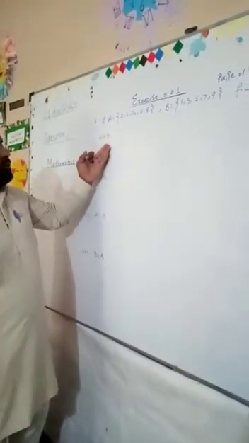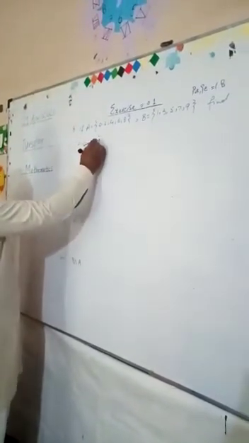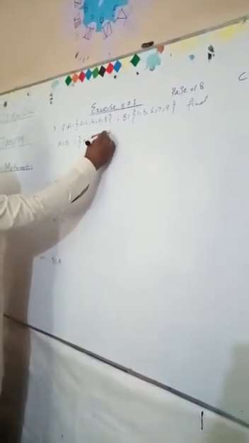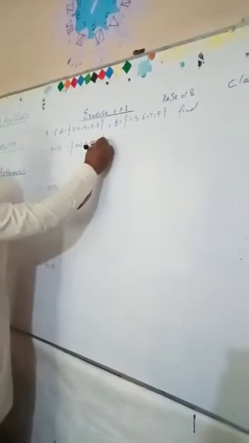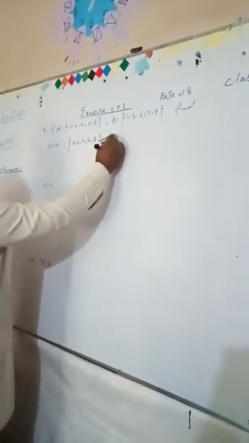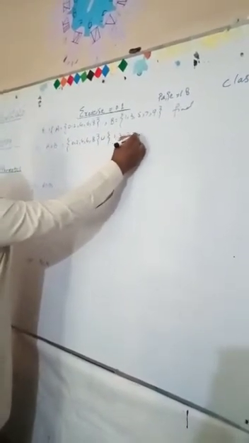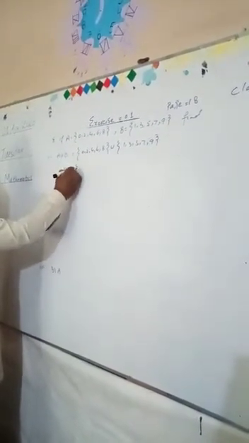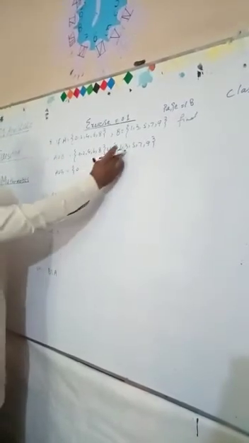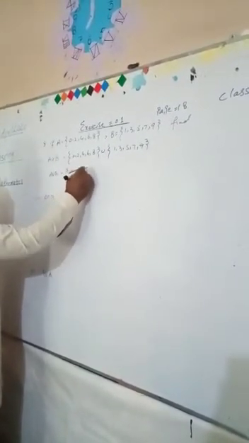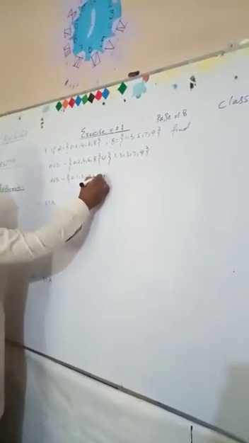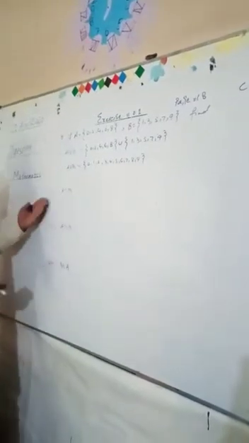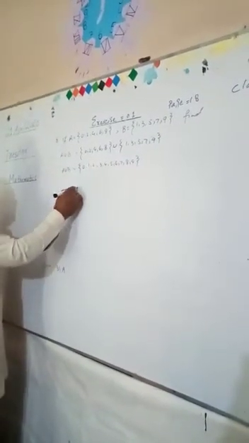First part, A union B. Write the A set: 0, 2, 4, 6, 8. Union. Write the B set: 1, 3, 5, 7, 9. Now you know that union means all the elements of the two sets. Start: 0, 1, 2, 3, 4, 5, 6, 7, 8 and 9. This is the answer.